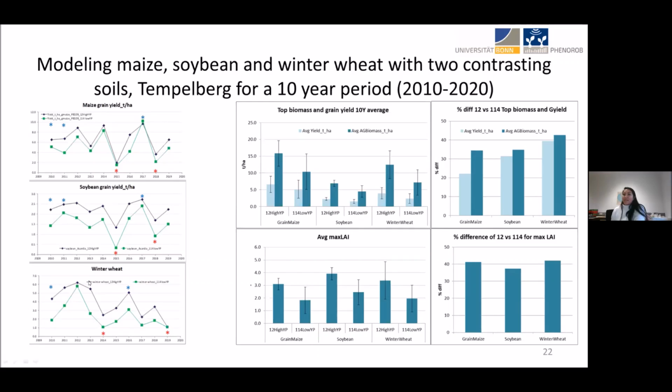But then soybean, the differences in soybean grain yield seem to be, when you have less rainfall during the season, then the reduction in either soybean or winter wheat tends to show more marked differences in the low yield potential soils.